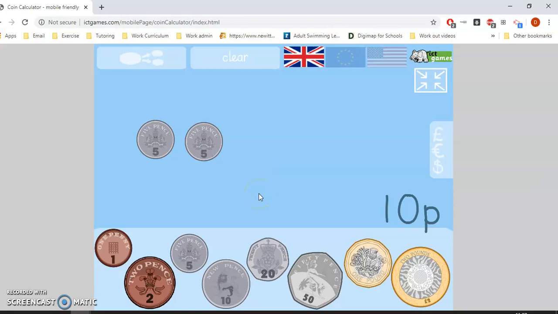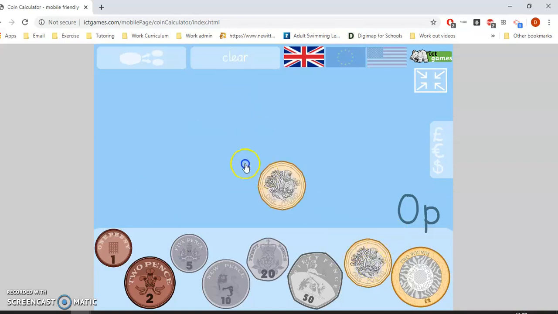How many more 5 pences do I need to make 20 pence? How many more? Let's test. So we needed 2 more. We had 2 5 pences and we had to add 2 more to make 20 pence.